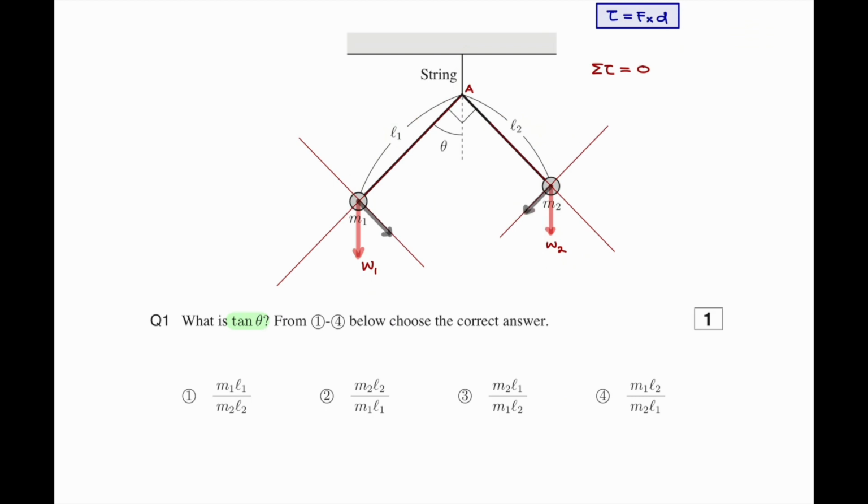Now, the next question is how to find this component. The answer is, we should analyze the angle. If this is theta, then I can say that this is also theta, because this is a corresponding angle. We have the same line and the same vertical line. If this is theta, then this angle is also theta. So I know that this is theta.